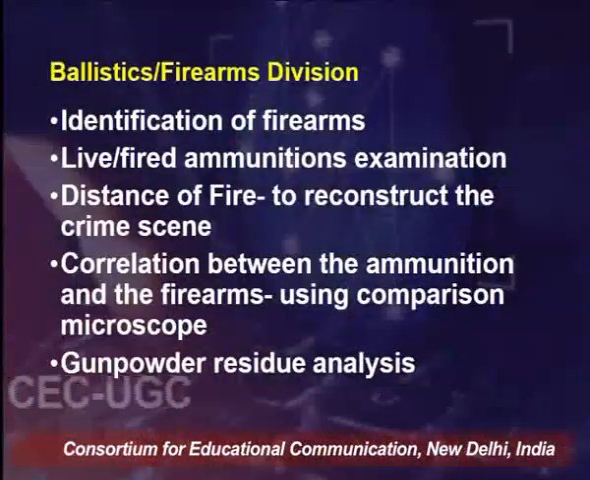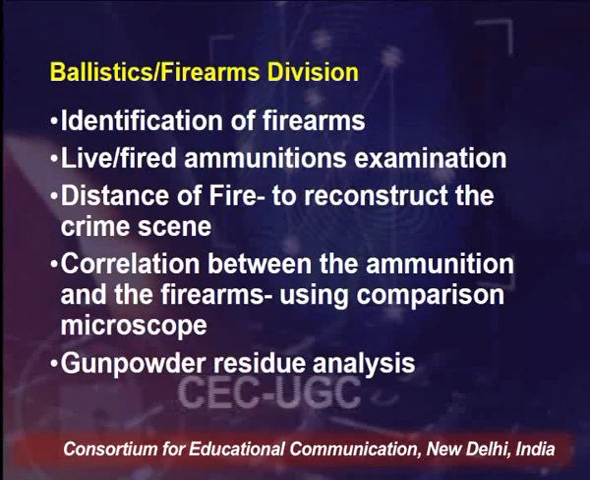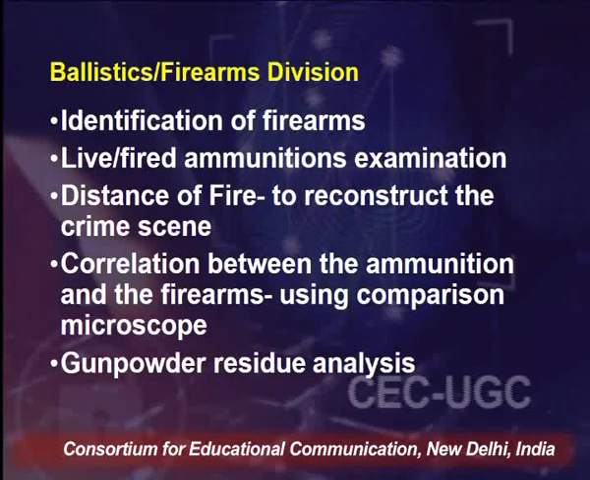So the blood spatter through the victim, all those distances are being noted down by the investigator at the crime scene, and in the lab the expert will reconstruct the crime scene to know the distance of fire where the suspect was standing and from where he fired at the victim. We can also correlate between the ammunition and the firearm using comparison microscope, and also the gunpowder residue analysis.